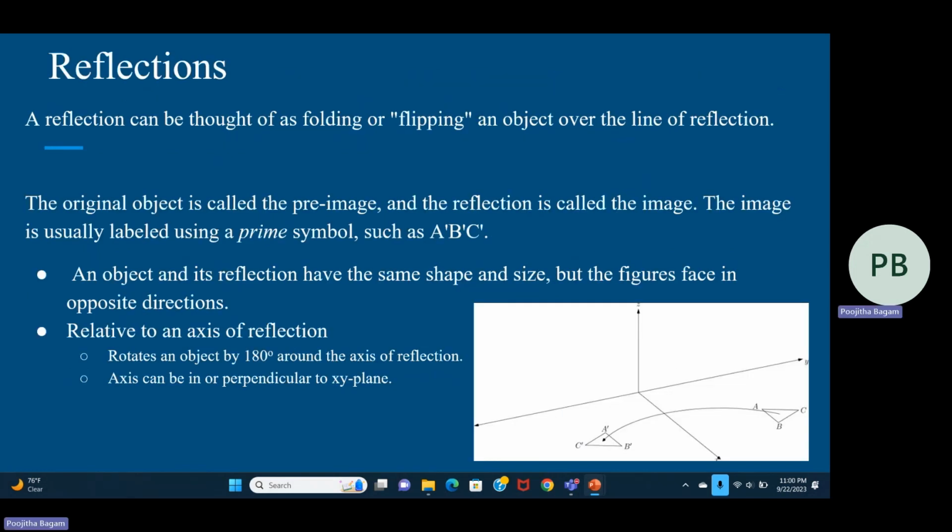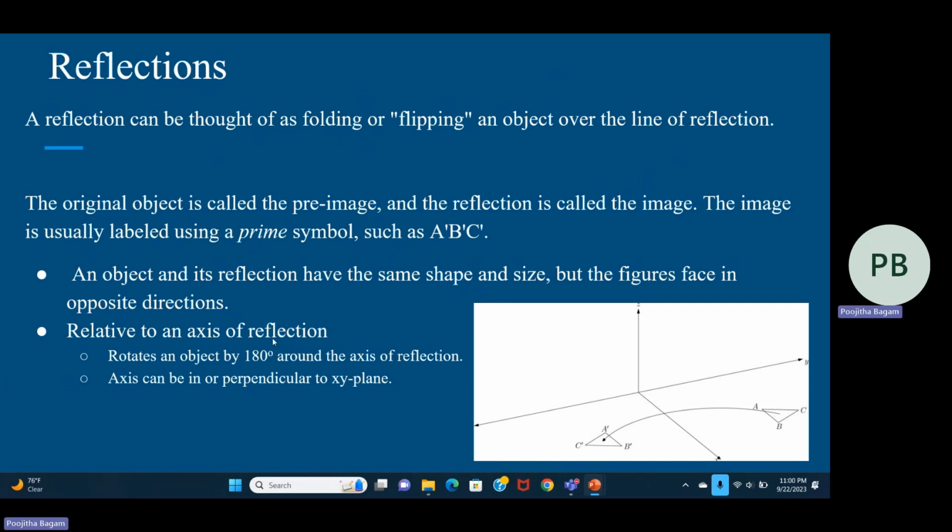And now coming to reflection. A reflection can be thought of as folding or flipping an object over the line of reflection. The original object is called the pre-image, and the reflected image is usually called the image. And the image is usually labeled as A', B', C'. An object and its reflection have the same shape and size, but the figures face in opposite directions.